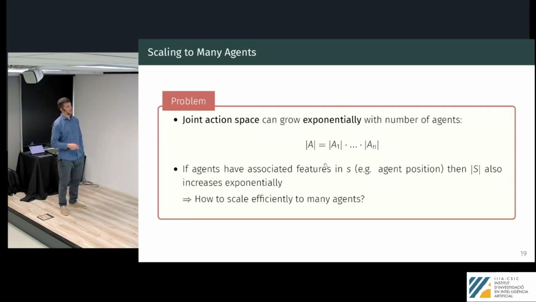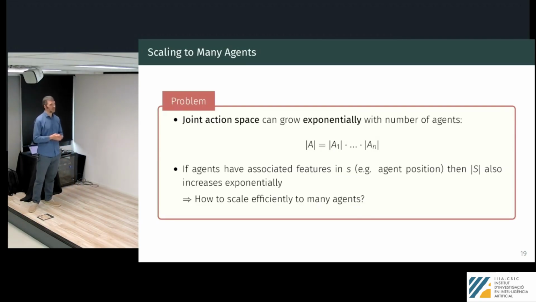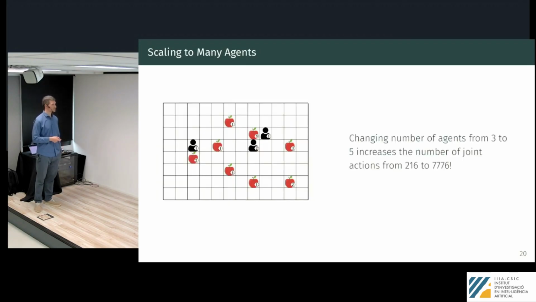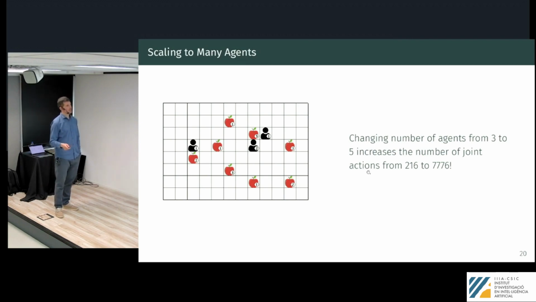In addition, if agents have associated features in the state S, then the state space can also grow exponentially. So the question is, how do we scale efficiently when there's this exponential growth involved? And that's a hard problem that still exists in research. There are various ideas that try to tackle this. Typically, the way to do this is by assuming certain structures in the environment, but they may or may not hold. In the example that we had here, changing the number of agents from 3 to 5, so even more than we had before, changes the size of the joint actions from 216 to 7,776. So completely out of reach for single agent RL approaches, if you have that kind of branching factor.